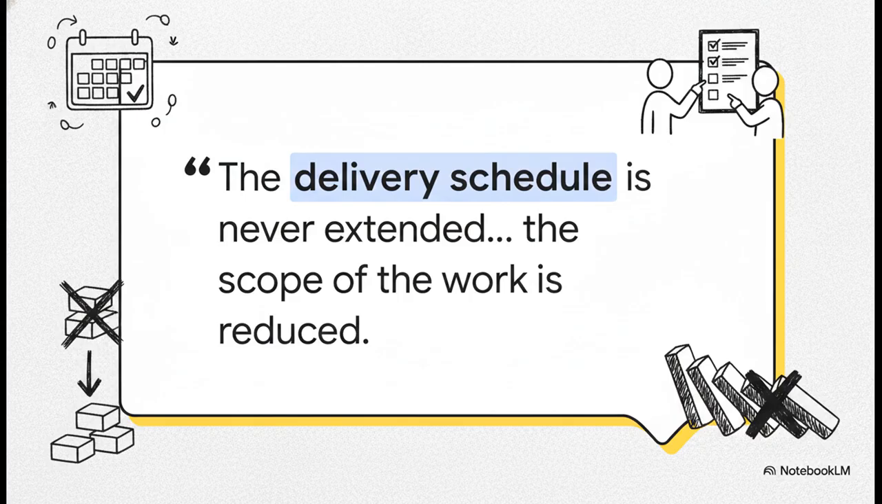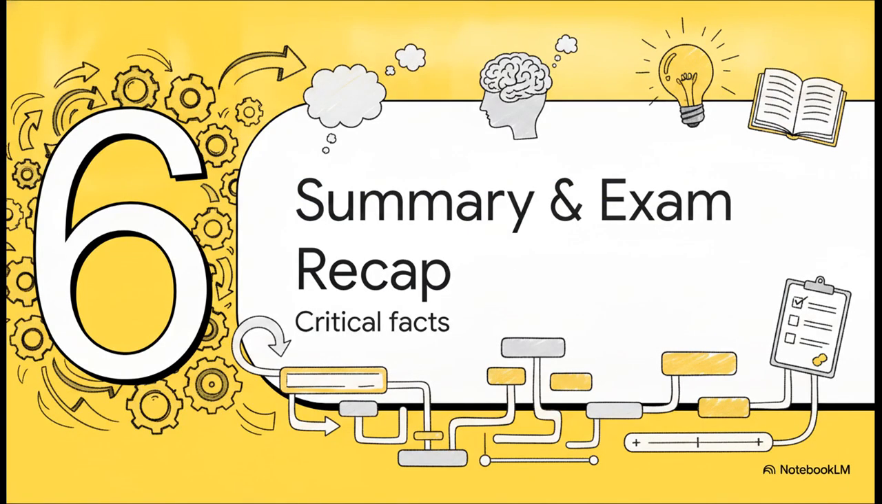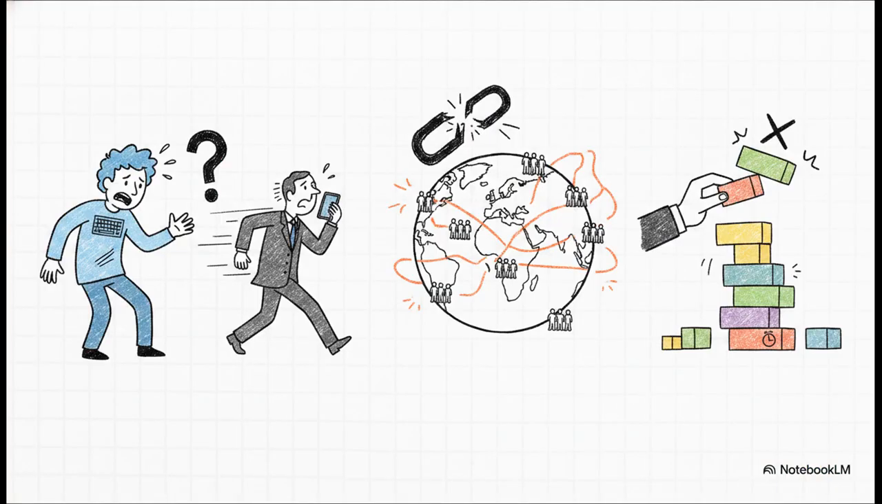So burn this into your memory. If progress lags halfway through, you absolutely must minimize the scope, never the timeline. Section 6, Summary and Exam Recap. Let's wrap up this explainer by consolidating the most critical facts and the downsides that you need to review before your exam. First, let's ground ourselves in reality here.